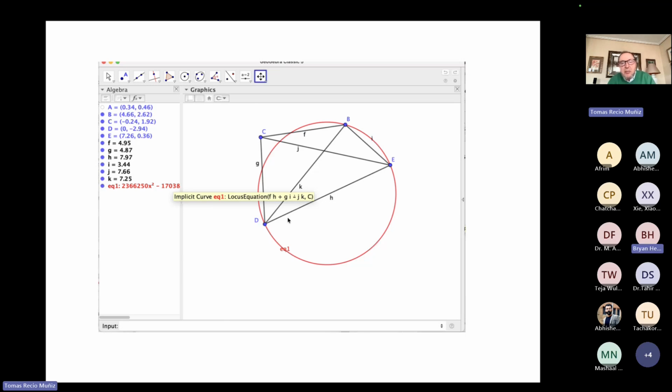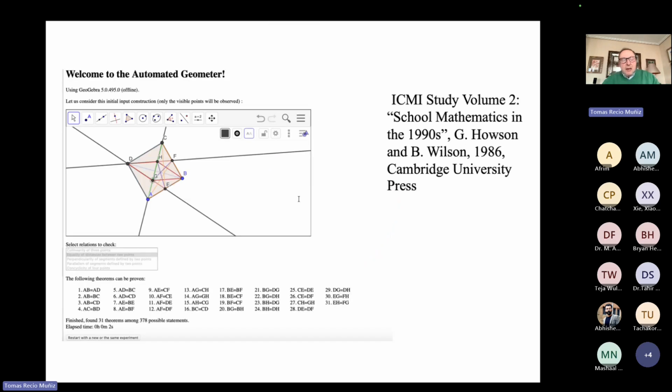So I ask the machine, please, I want to make a construction such that these two elements are equal. How should I place point C? And the machine says, you must place point C on this circle. So let's say that the quadrilateral must be cocircular for this equation to be true. This is called Ptolemy's theorem. So the machine is able to discover a missing hypothesis for a statement to be true.